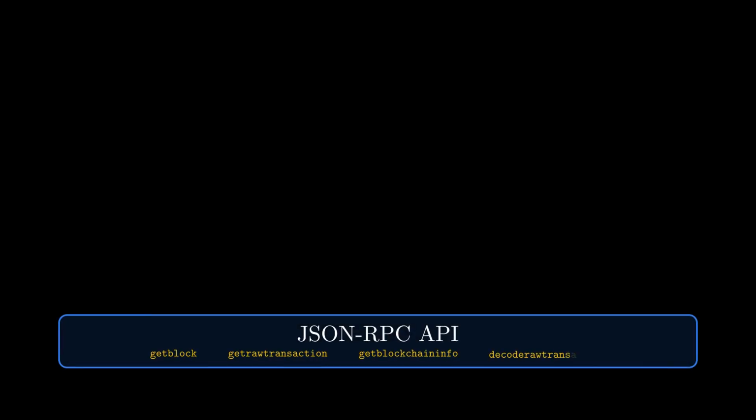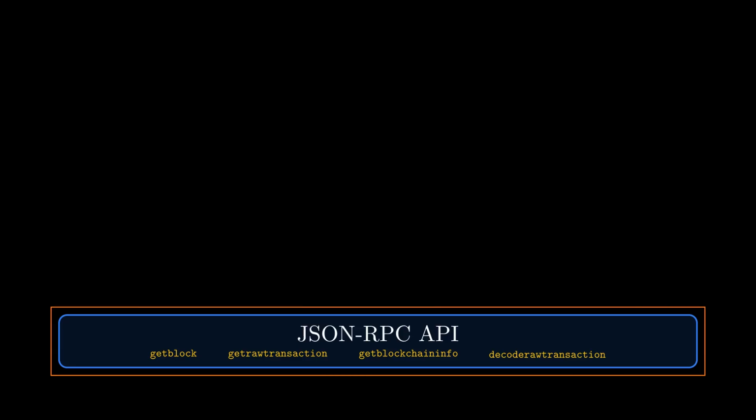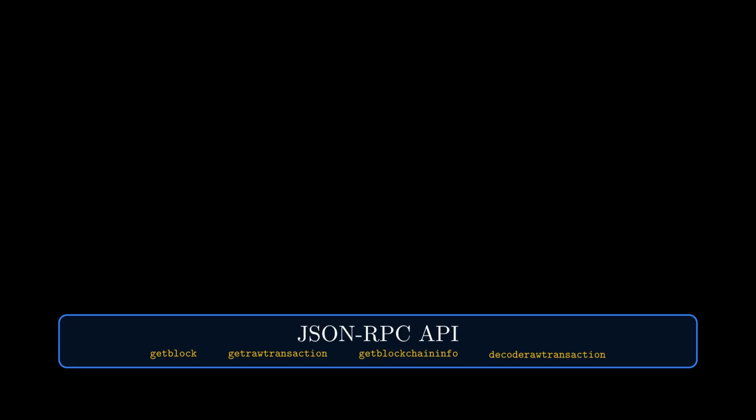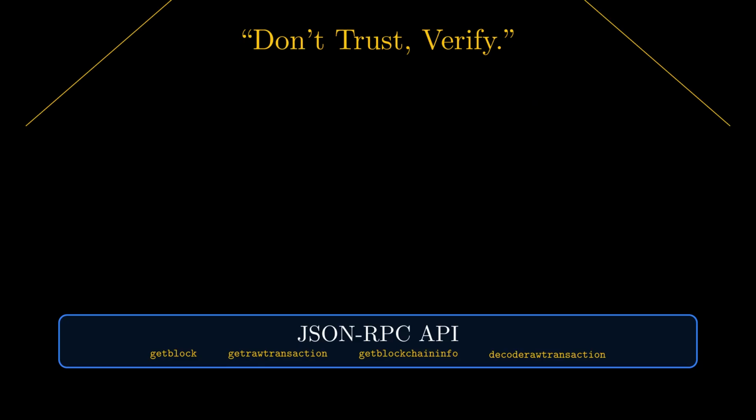Here's what this all means in practice. The ability to query your own node means you never need to trust a third party to tell you what the blockchain says. Every balance, every transaction, every block, your machine verified it all independently against the consensus rules. This is the operational meaning of don't trust, verify. It's not a slogan, it's a concrete capability you now possess.